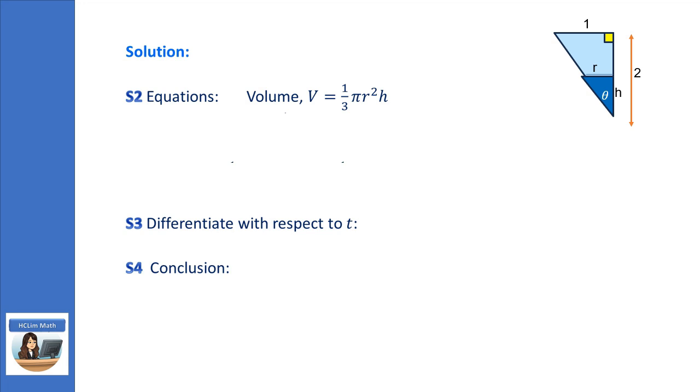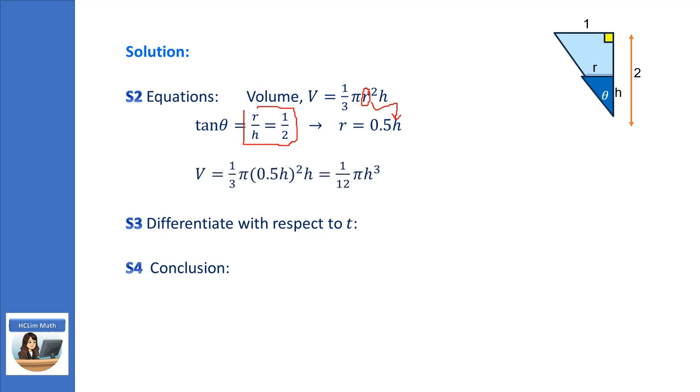What I can use is the formula of tangent. Tangent is the opposite over adjacent. So I have tangent theta is R over H and is also equivalent to 1/2. After I rearrange the equations, I may easily say that my R is equivalent to 0.5 H. So I may substitute my R in terms of H. Therefore, I may form my equation V in terms of H only.